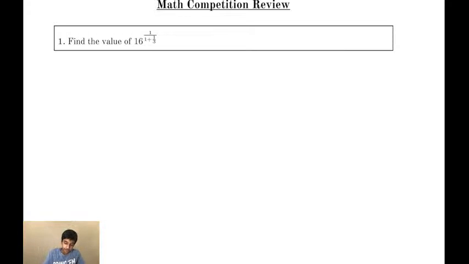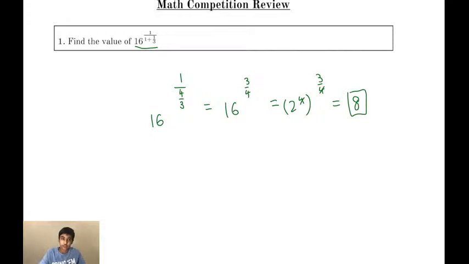Okay, now let's begin. Find the value of 16 to the power of 1 over 1 plus 1/3. So, in order to solve this problem, the idea is you just do 16 to the power of 1 over 4/3, which is equal to 16 to the power of 3/4. And since 16 is 2 to the power of 4, this is going to be equal to 2 to the 4 times 3/4. And the 4's will cancel, and we're left with 2 to the 3, which is 8. So 8 is the answer to this question.